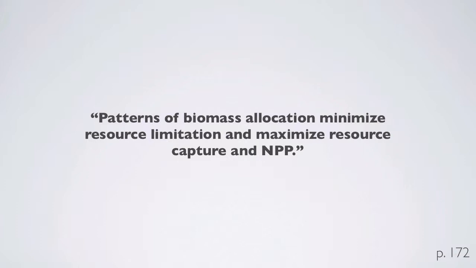Patterns of biomass allocation minimize resource limitation and maximize resource capture in NPP. So, plants essentially have a decision to make. They can allocate biomass to stem, to leaves, or to roots. And for a given marginal unit of resource, they can apply that to producing more roots, more stems, or more leaves. And the relative benefits of producing more roots, stems, or leaves depends on the situation and isn't quite so straightforward.